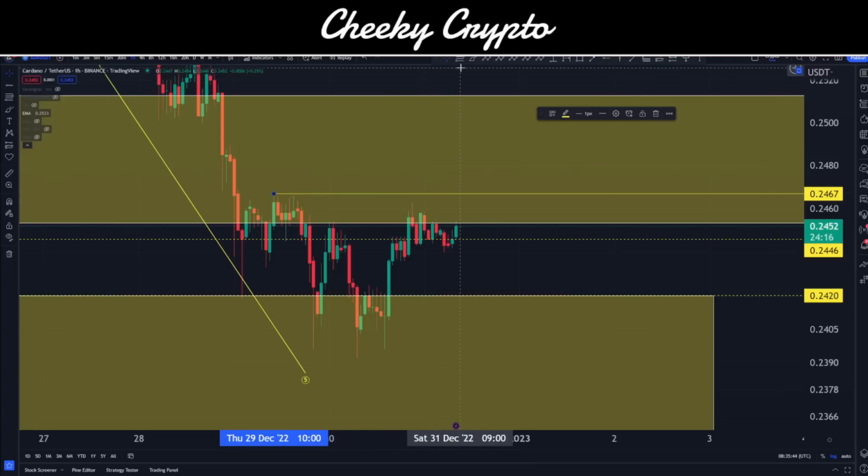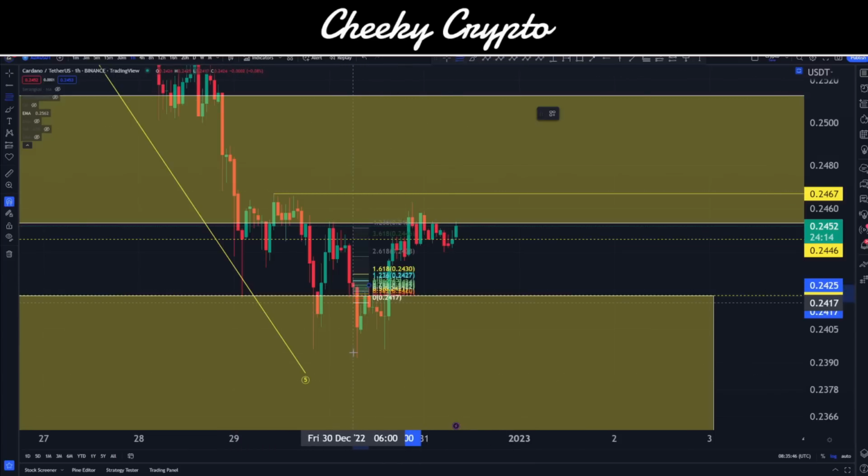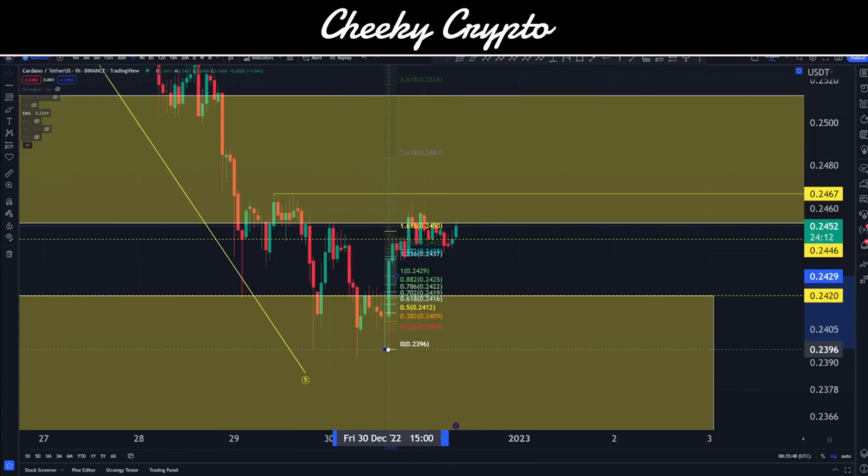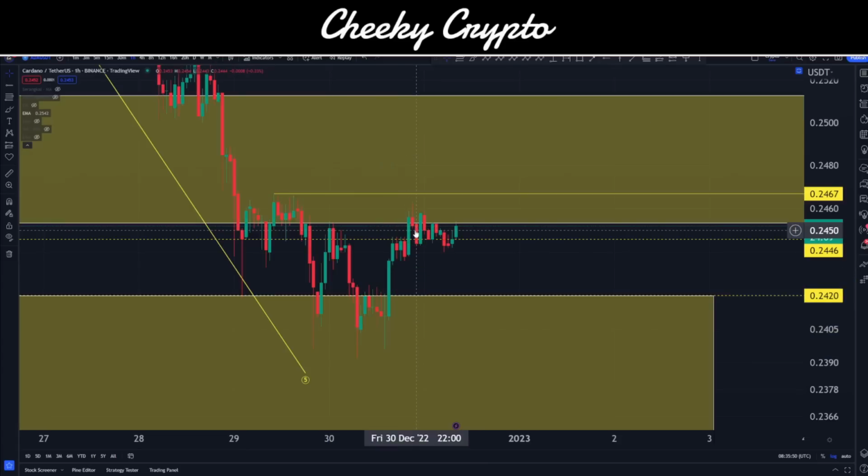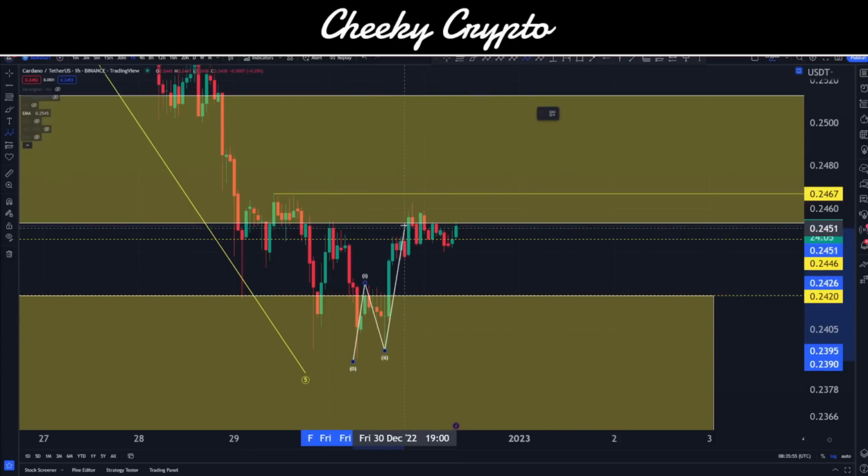Taking a look at the substructure here for Cardano, if I go ahead and pull in a fib, move this over to our lows just here, we crossed the 1.618, and it does look like we are doing 5 waves up. 1, 2, and I think we're up here.